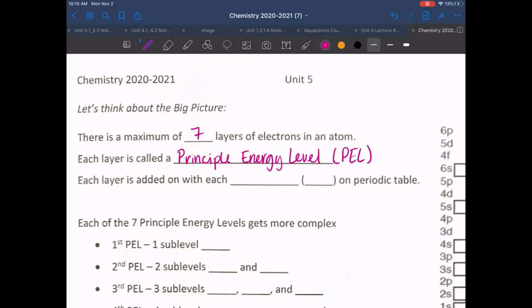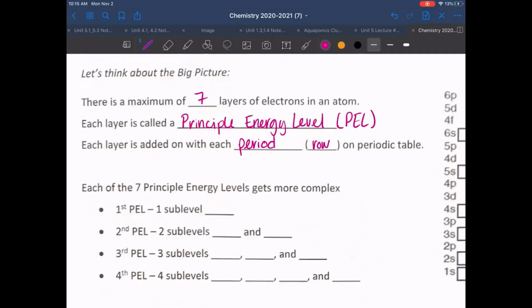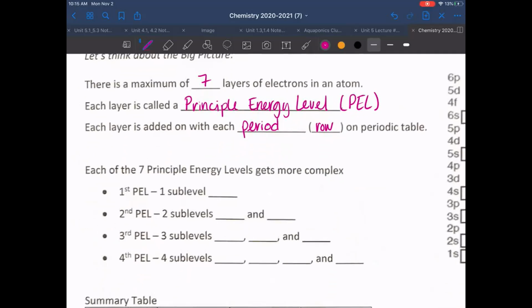And so when we start adding these layers is when we start to drop in rows of the periodic table. The fancy name for a row is period, but in parentheses, we can put row. For example, hydrogen, helium are their own period. Then period number 2 starts with lithium, beryllium, and so forth. So as you go down the periodic table, you're adding these layers that these electrons exist in. And so each one gets more complex.